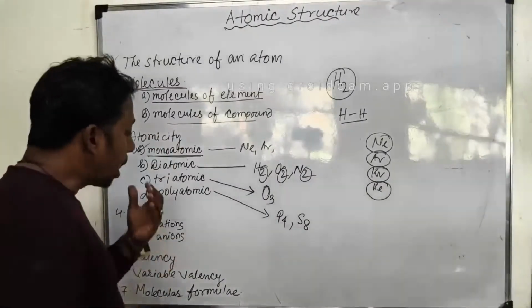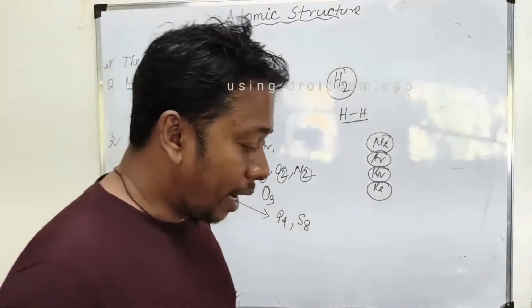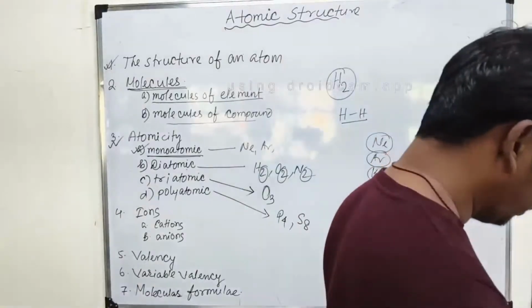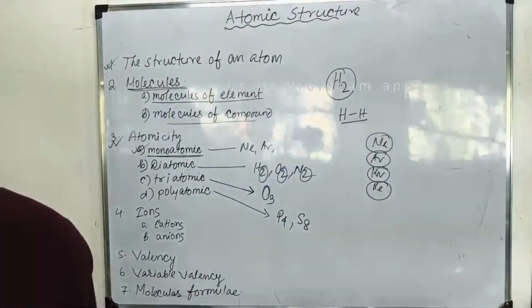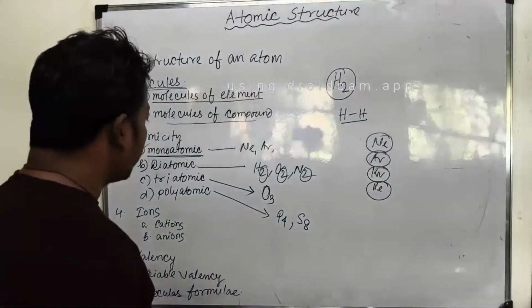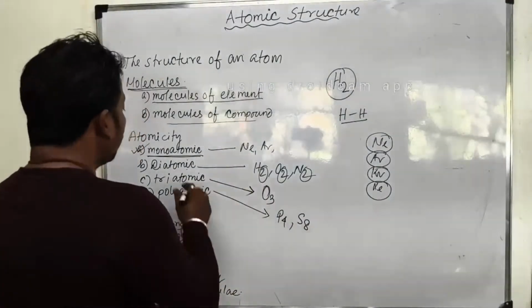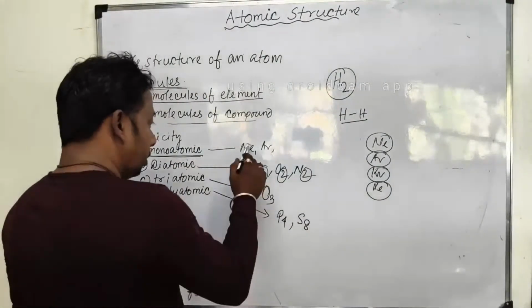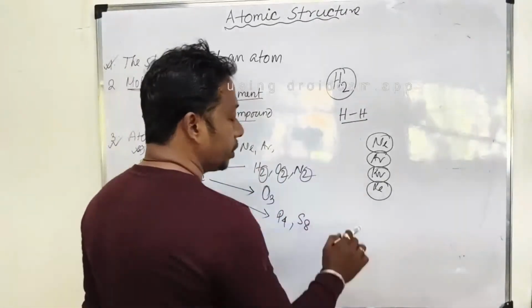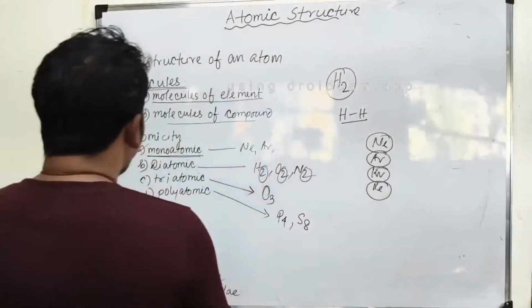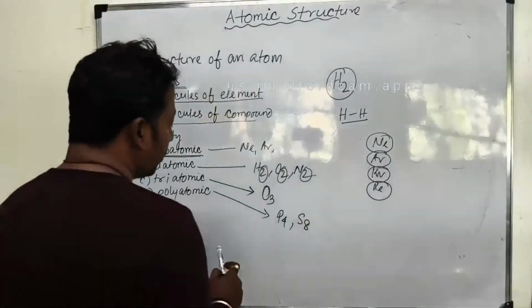Okay, again we discuss what atomicity is. The number of atoms present in a molecule is called atomicity. So monoatomic means there is a single atom present in a molecule. That is neon, argon, krypton, xenon, radon. Okay. What are diatomic molecules?